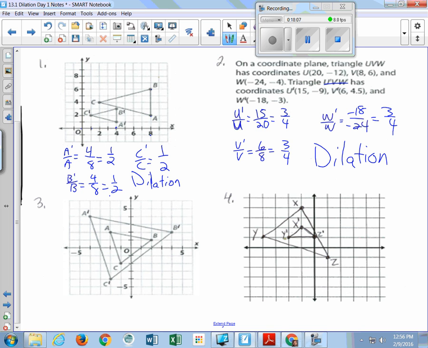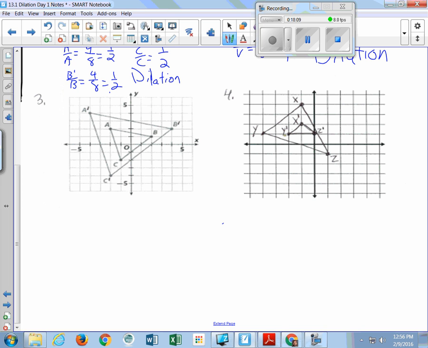Number 3. Almost done, guys. All right, we're going to do the same thing here. We're going to use the points. Use X or Y. Okay, it looks like the bigger triangle is the prime, the smaller one is the old. So A prime over A, B prime over B, and C prime over C. So start with A. I'm just going to do the Y's this time. So I go up. Y is 1, 2, 3, 4. A is at 1, 2.